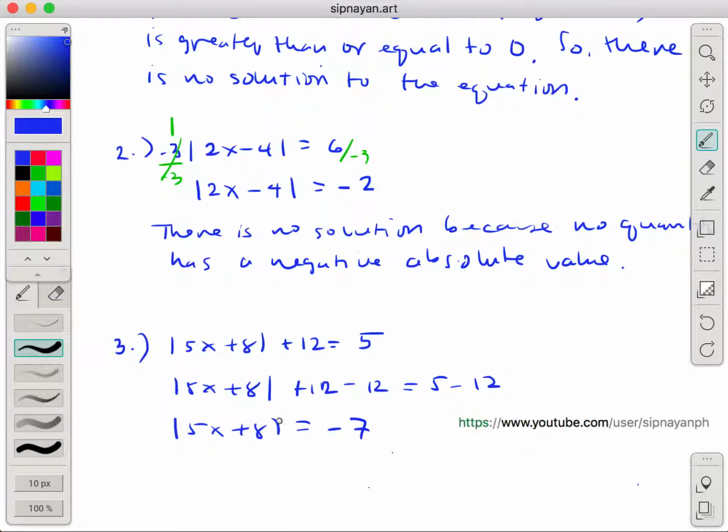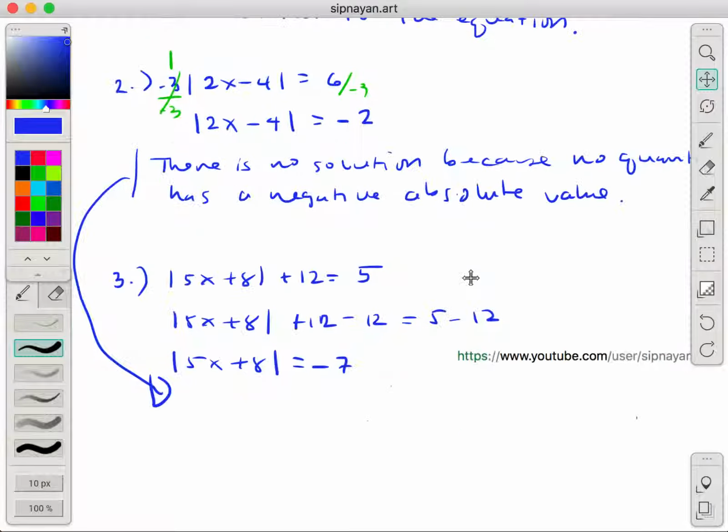And again, this is an absolute value sign on the left hand side, and we have a negative on the right hand side. So again, this is the same, no? Yan ang reason natin, because there is no solution because the quantity has a negative absolute value.